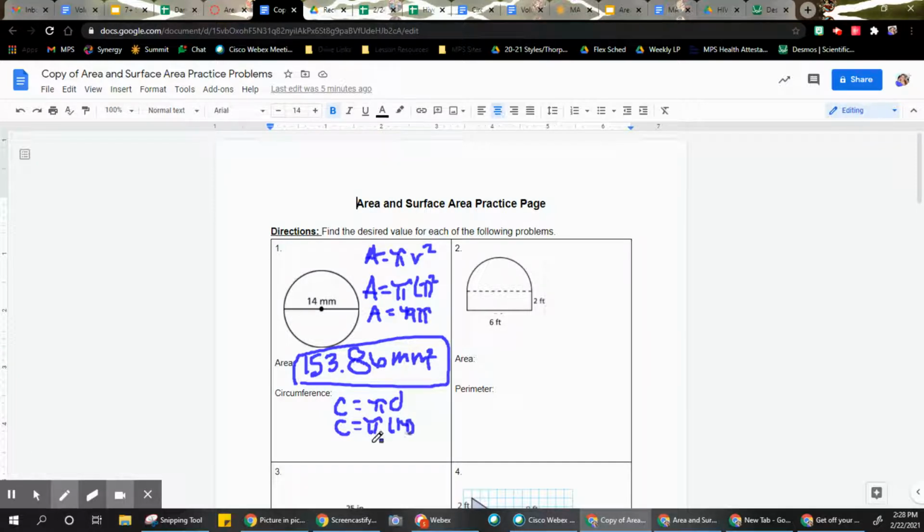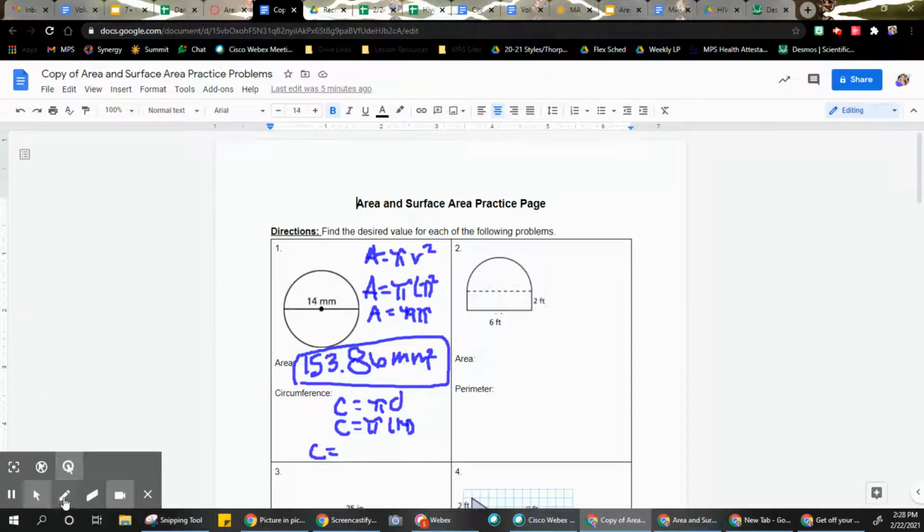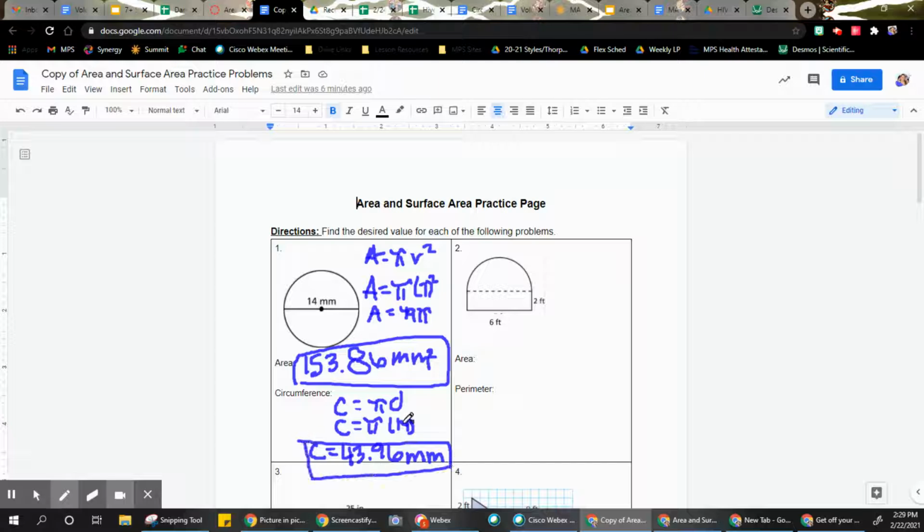And again, if it said to put it in terms of pi, I could have left it there, but it doesn't. So I'm going to come over here and clear out my calculator, and I'm going to do 14 times 3.14. And of course, you could use pi as well. I'm using 3.14 for you guys in case you tried to do it by hand. So that's 43.96. So I'm going to come back over here and put 43.96. And of course, units are important. Because it's perimeter, or circumference is a form of perimeter, it's just millimeters. And now I'm done with problem number 1, and I'm ready for problem number 2.